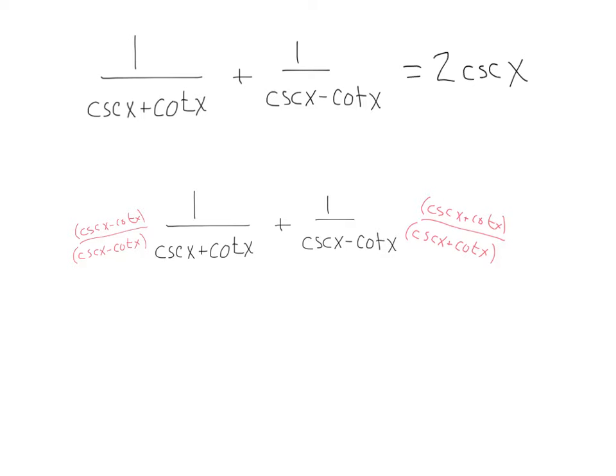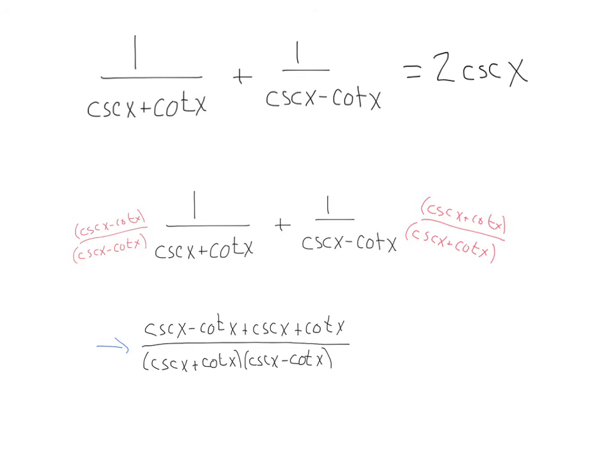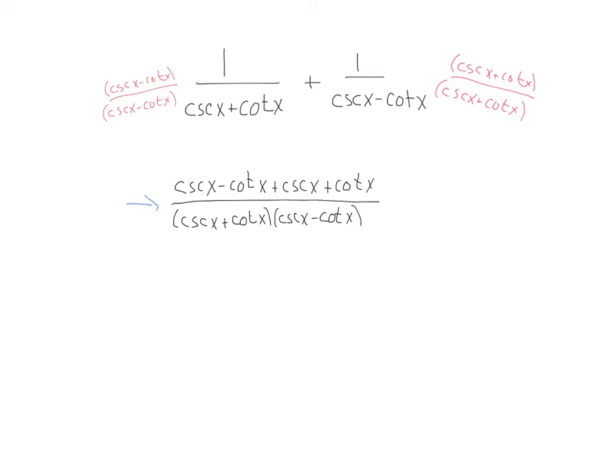After I simplify all that by multiplying and then putting it all together, I'm going to get cosecant x minus cotangent x plus cosecant x plus cotangent x all over the common denominator. So looking at our numerator, let's combine our like terms. I see cosecant x plus cosecant x. That's going to give me 2 cosecant x in the numerator. Then I have negative cotangent x plus cotangent x. Those will cancel out. So that's the only thing I have in my numerator.